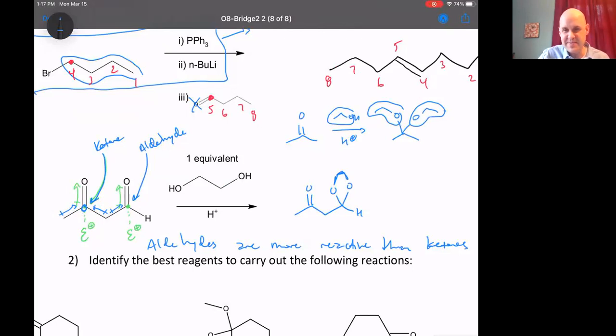All right, what you'll never see is something that spans 2 carbonyls. I got some pretty interesting answers there, but either they're both going to go on one carbonyl or they're both going to go on the other one.